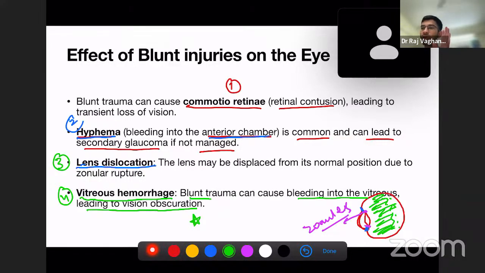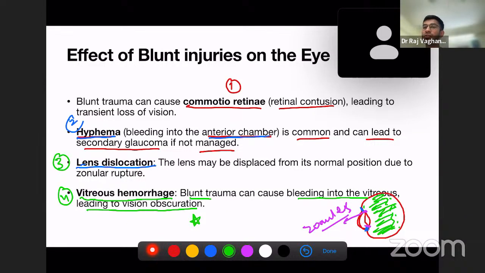Try to remember these four points, and you can just draw the diagrams that I have drawn here. The diagram that I have drawn may look very untidy, but even if you draw this much, the examiner gets the idea that you know what is the lens, what are zonules, what is vitreous humor, what is the cornea, what is the eyeball. The examiner comes to know about everything that you have studied, right?